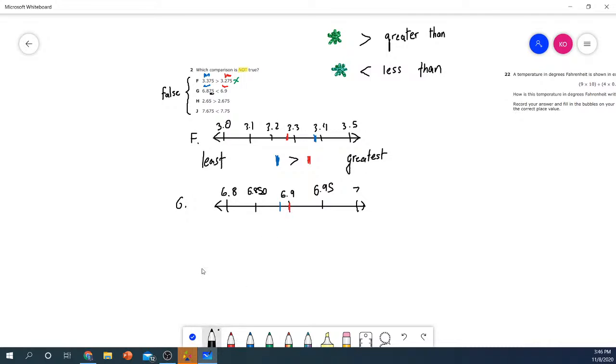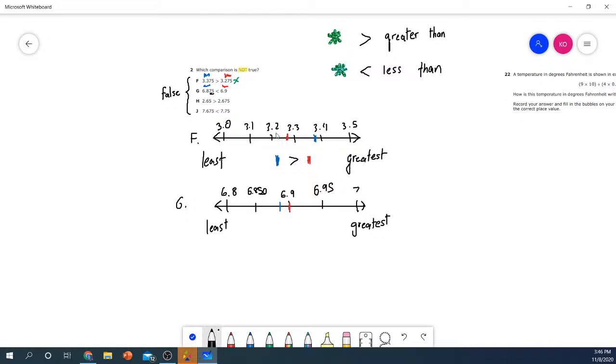So remember the rule of number lines: least is on the left and greatest is on the right. If you don't know how to remember that, then remember least and left start with an L. That's probably the simplest way to remember, but yeah.